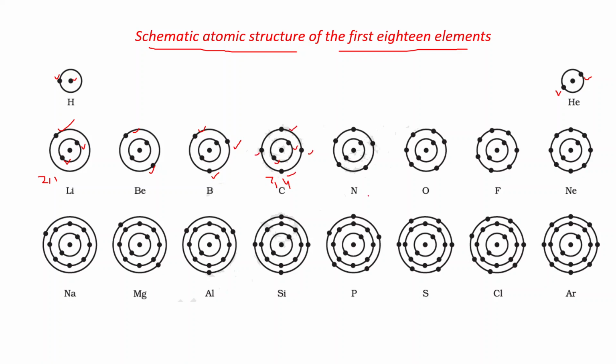In the same way, you can write nitrogen, oxygen, fluorine, neon, that is 2, 8. In the case of sodium, the distribution of electrons, that is the electronic configuration, is 2, 8, 1. That's why in the first shell 2 electrons are there, in the second shell 8 electrons are represented, and in the third shell 1 electron is there. This is magnesium, aluminium, silicon, phosphorus, sulfur, chlorine, argon.